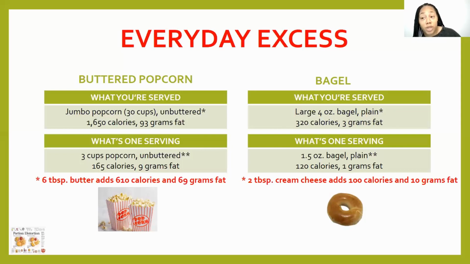Now, what's considered one serving is 1.5 ounces of a bagel, and that is 120 calories and 1 gram of fat. And as I said before, if we still add 2 tablespoons of cream cheese to our one serving, we're still coming out with less calories and fat than what we're usually served, okay?